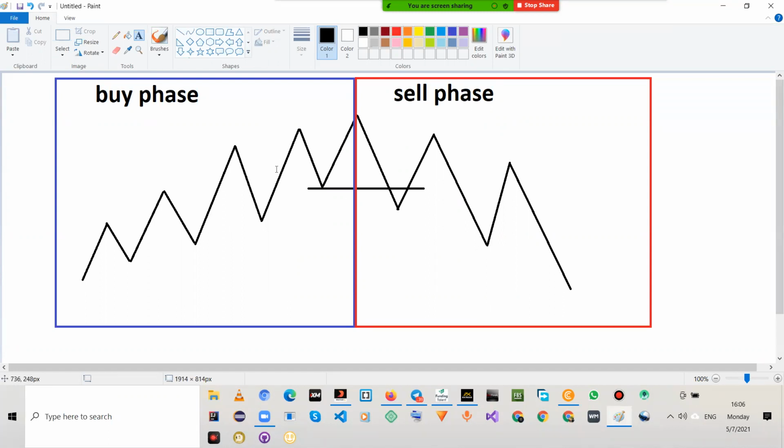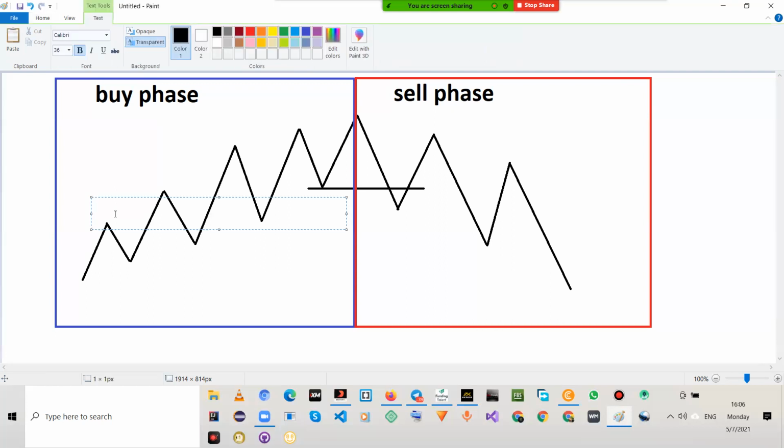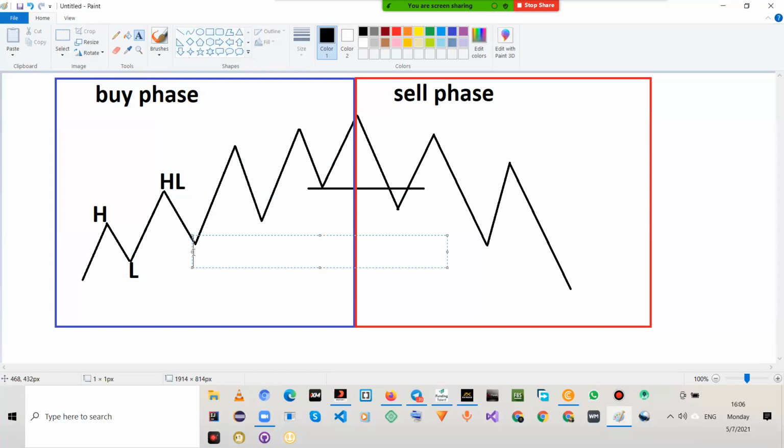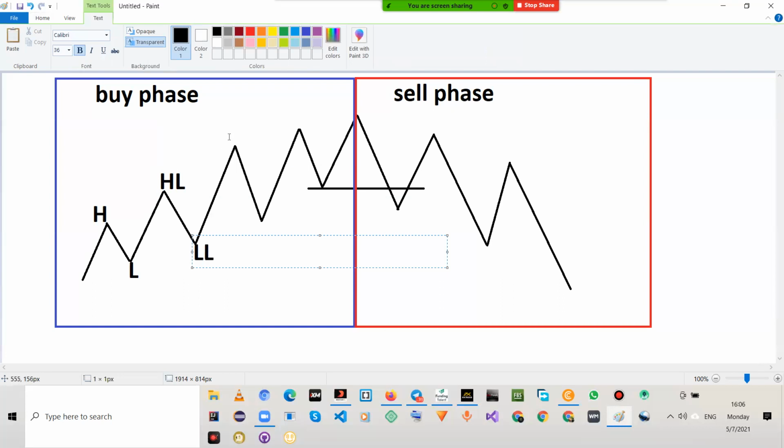So after structure has been broken, I think I should just label here. This is a high. Let's use caps. This is a low. This is a high low. This is a lower low.